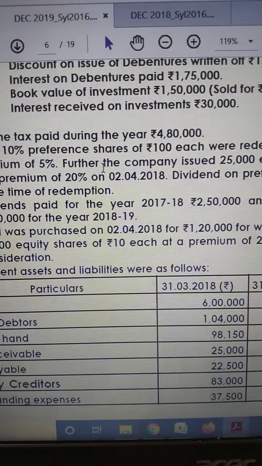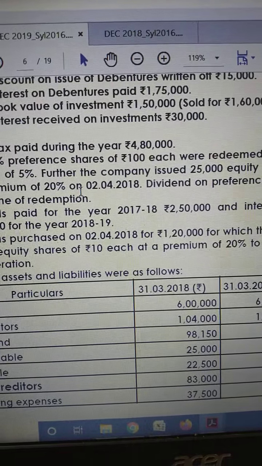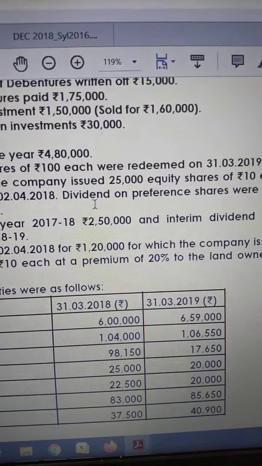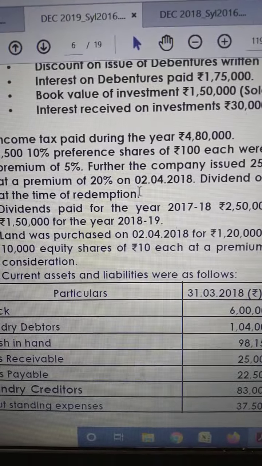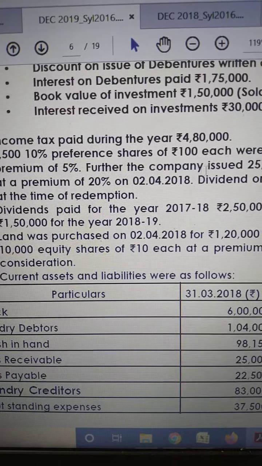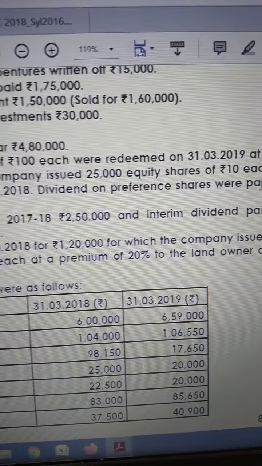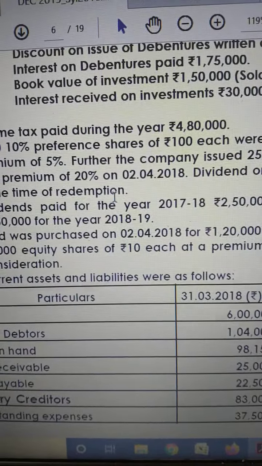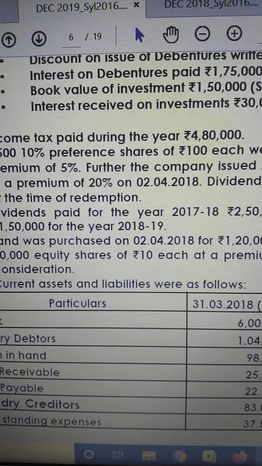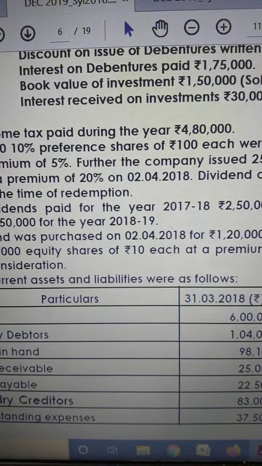What is the next one? Further, the company issued 25,000 equity shares of 10 each at a premium of 20% on 2/4/2018. So 25,000 equity shares were also issued during the year. Raising money, arranging funds, what activity? Financing activity. Issuing shares means it is a financing activity. Dividend on preference shares was paid at the time of redemption also. Payment of dividend, what activity? When will you pay dividend? If you issue shares, you will pay dividend. So dividend is a financing activity.